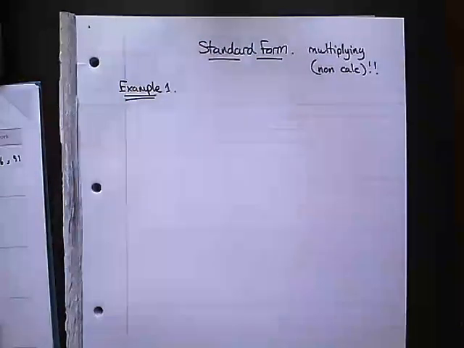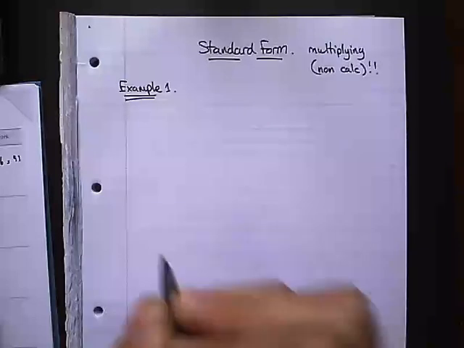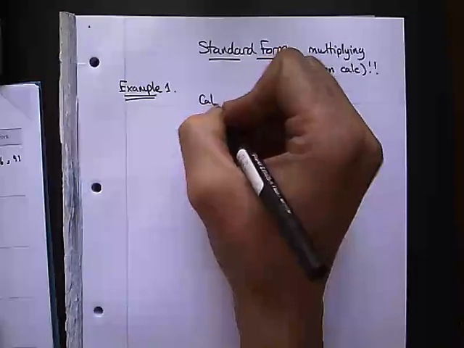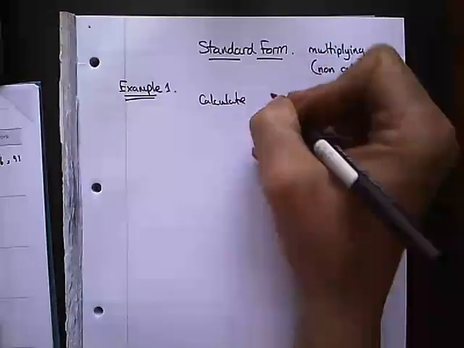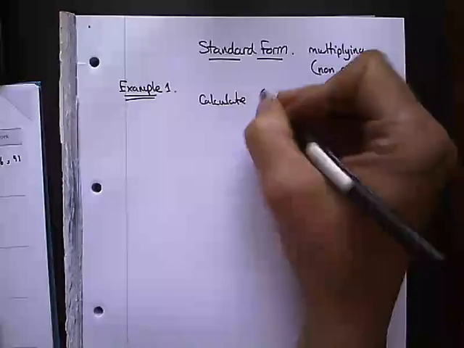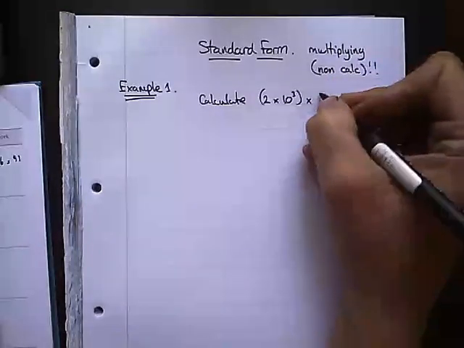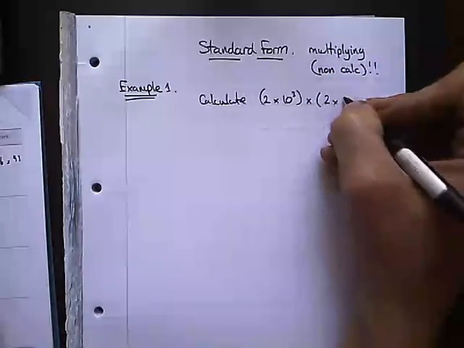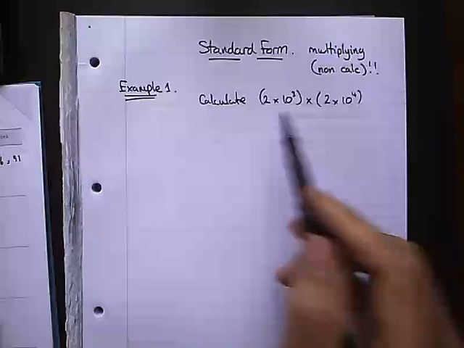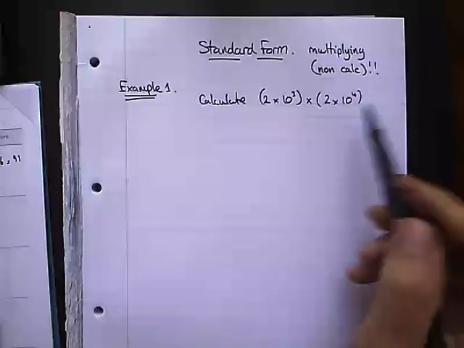Bear with me because I'm going to write these down one at a time. So we are going to calculate 2 times 10 cubed, so 2 times 10 to the power of 3, times 2 times 10 to the power of 4. Really, we don't need the brackets. We could just write 2 times 10 cubed times 2 times 10 to the power of 4.